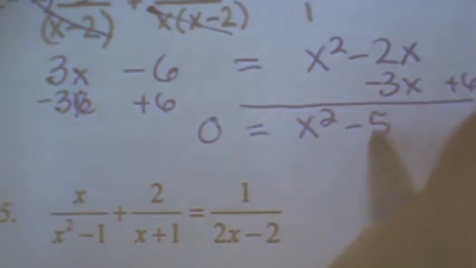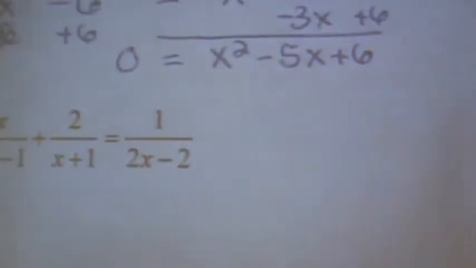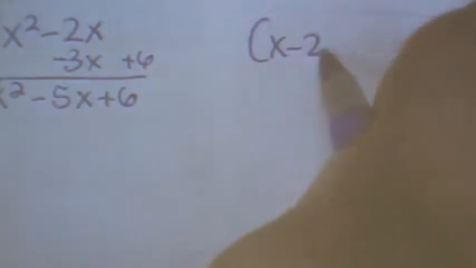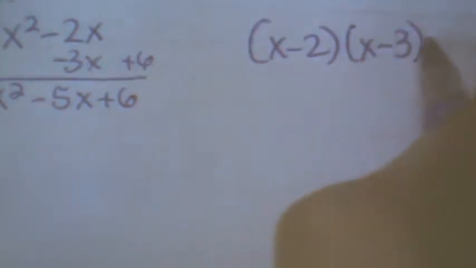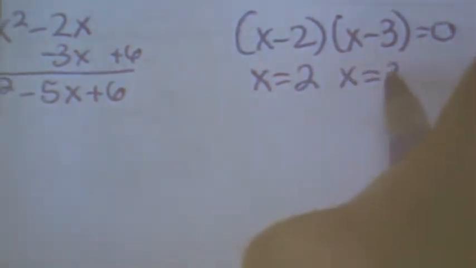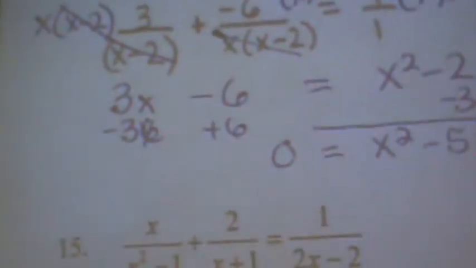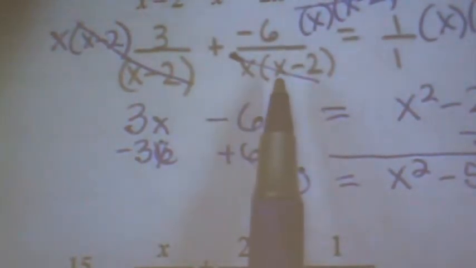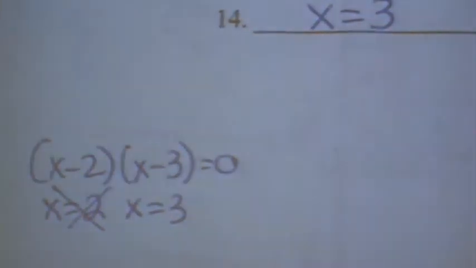X squared minus 5x plus 6. Does this factor? This factors to be x minus 2, x minus 3. Set it equal to 0. What are your answers? 2 and 3. Are those really the answers? 2 is called extraneous. So the only answer is 3.